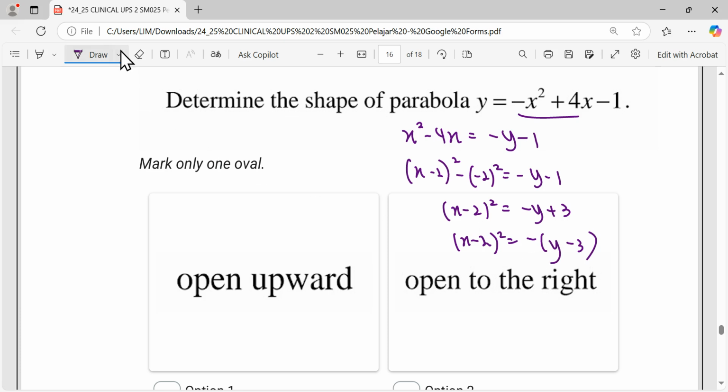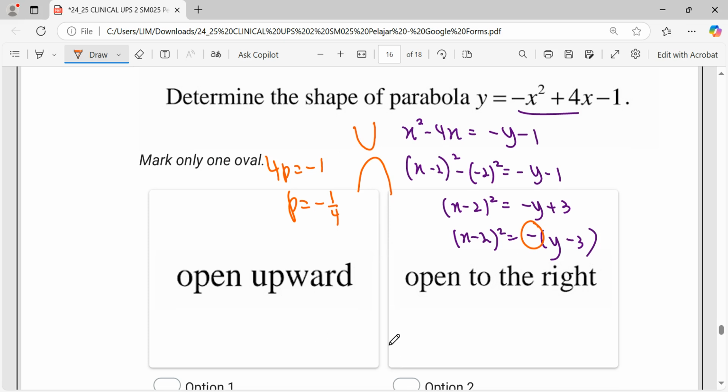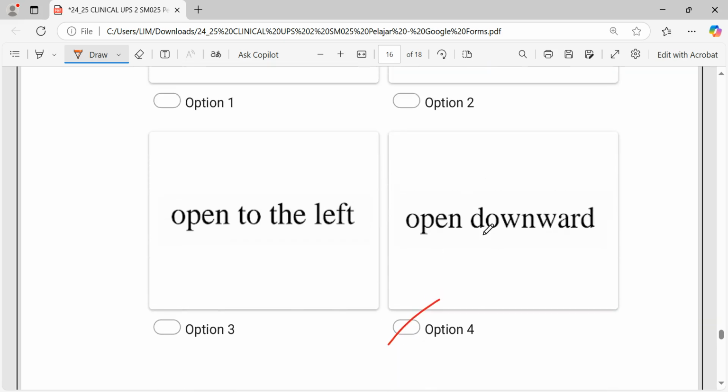So you can see our p value here. 4p will equal to negative 1, so p will equal to negative 1 over 4. When you have p negative, this parabola starts from x squared. X squared means we only consider concave upward or concave downward. So when you have negative, it will be concave downward. It will be open downward. So this is our option.